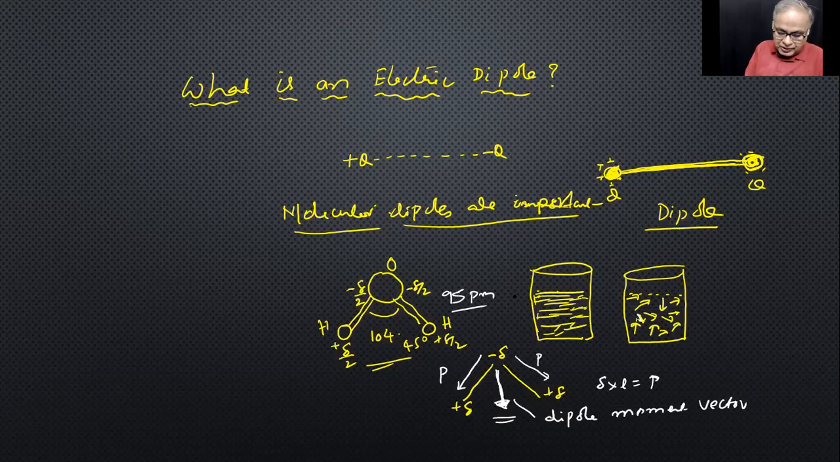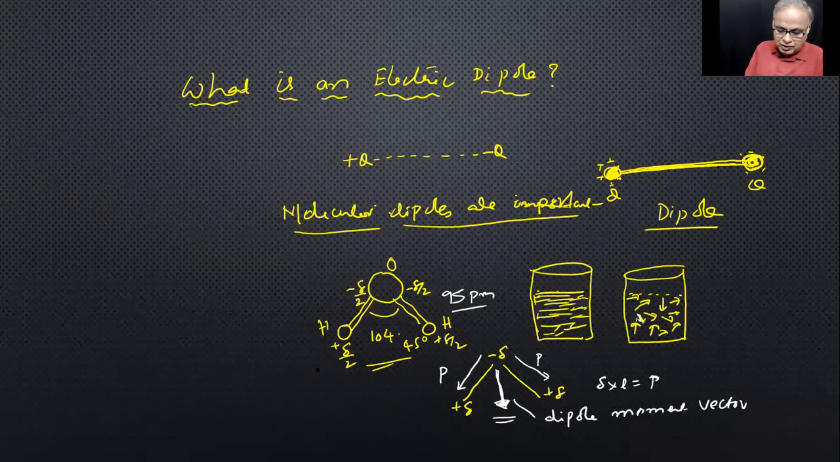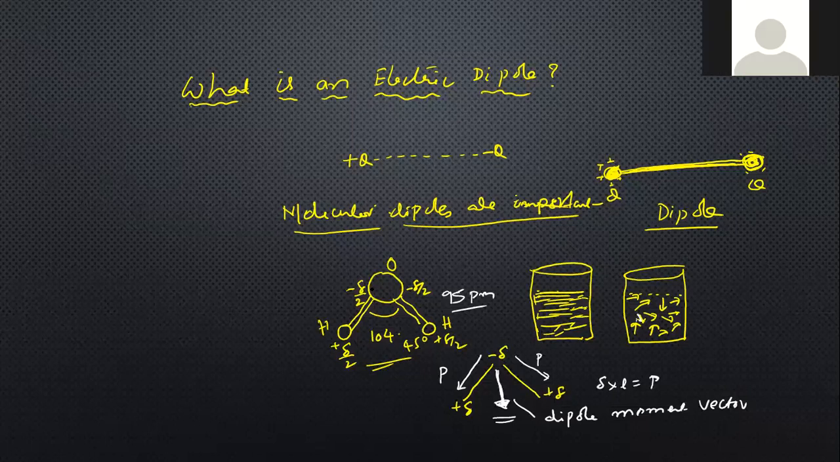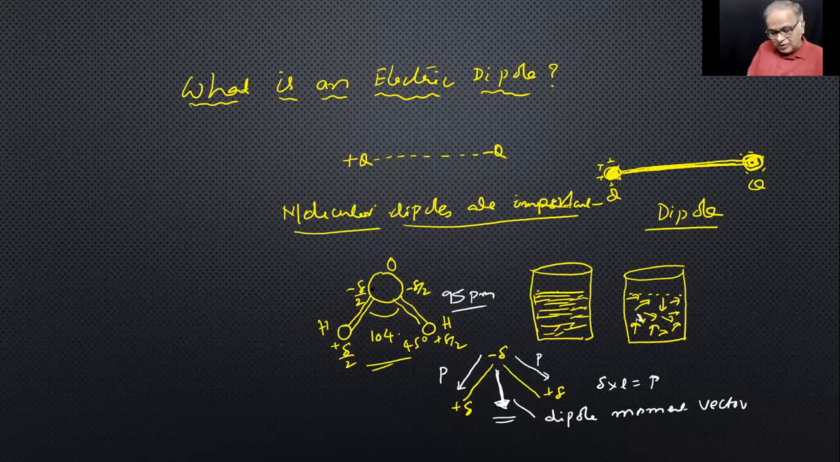So dipole moment is what? This partial charge plus delta by 2, minus delta by 2, into what? The bond length. So it is, see, I don't know whether you understood now. I've just made it a little more physics oriented.